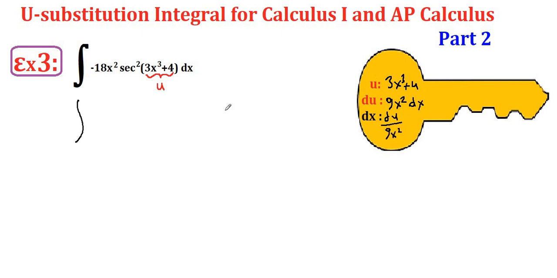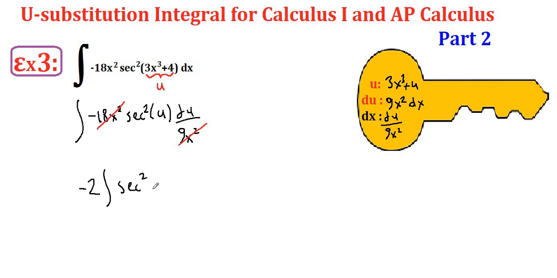Let's rewrite everything in terms of u. Negative 18x squared, secant squared of u, and instead of dx, we have du over 9x squared. 18x squared divided by 9x squared is 2. So we have negative 2 that we pull in front of the integral sign. And we have secant squared of u du. The antiderivative of secant squared of u is tangent u.